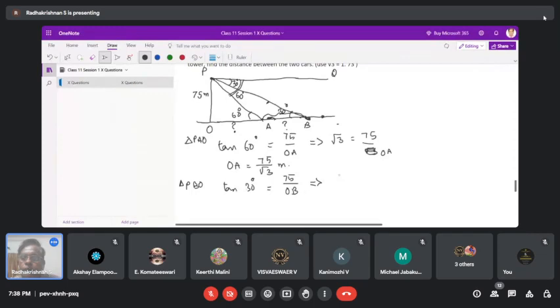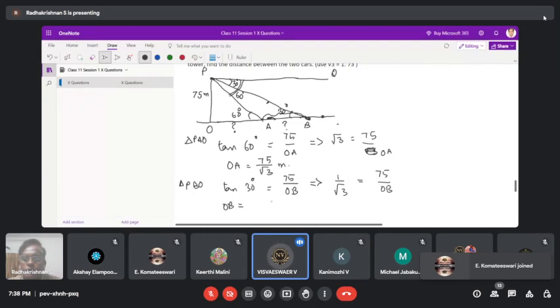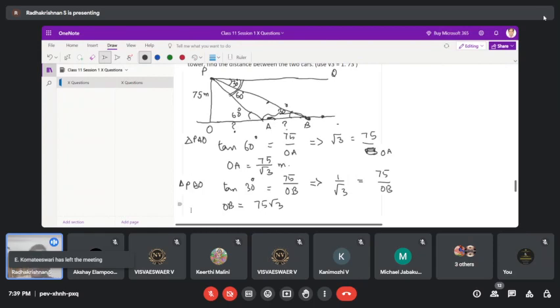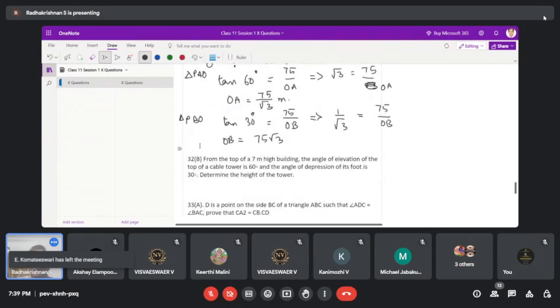What is tan 30? 1 by root 3. And so, what is OB therefore? OB is 75 into root 3. So what is asked? AB. So from OB and OA, can we determine?